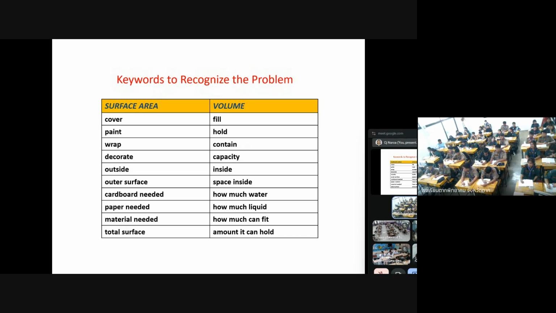Why? Why are you laughing? Okay, contain. Water contain. That is inside, okay? Inside.